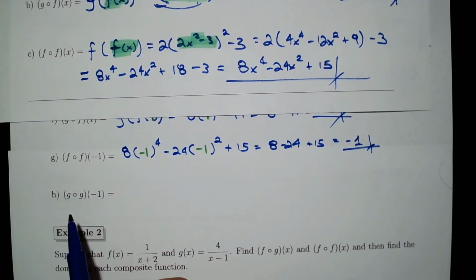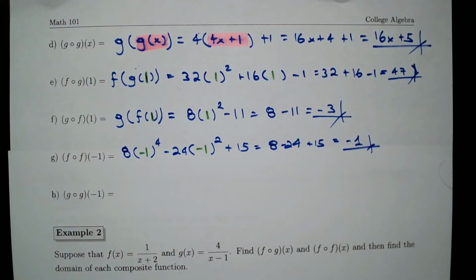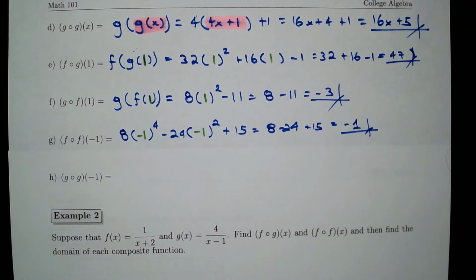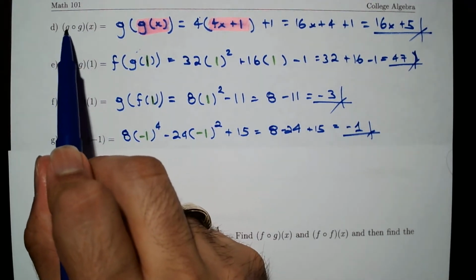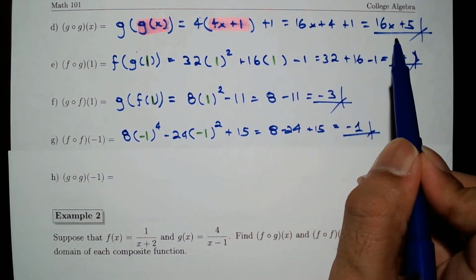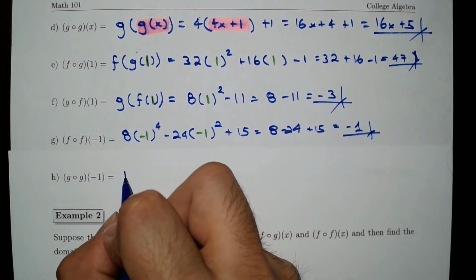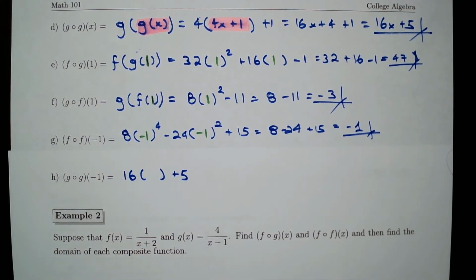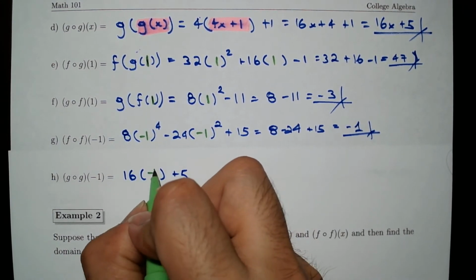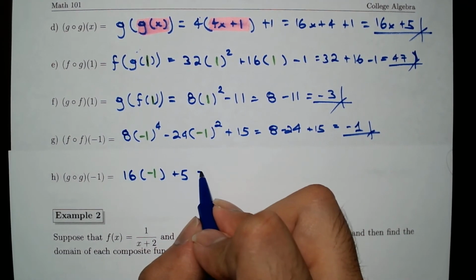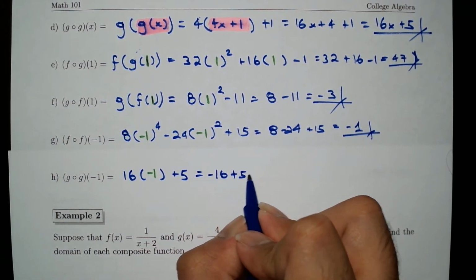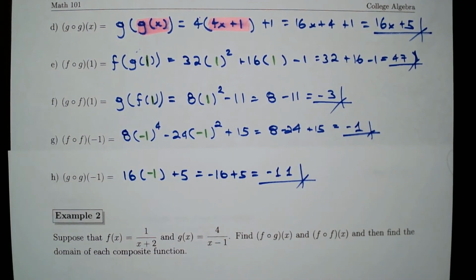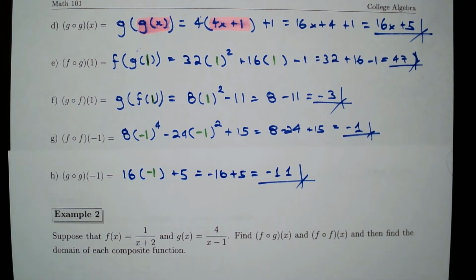Okay, and now let's do g evaluated at itself at -1, which we have here. The function g evaluated at itself corresponds to 16x plus 5. So 16x plus 5, and in this case, -1 is the value that we plug in. That's going to give us -16 plus 5 equals -11. Final answer for this. All right.